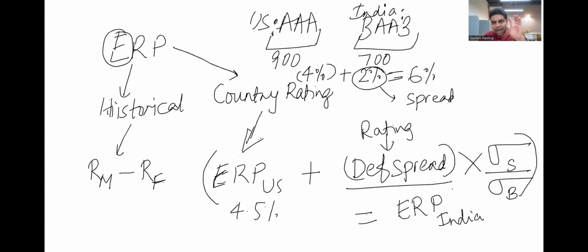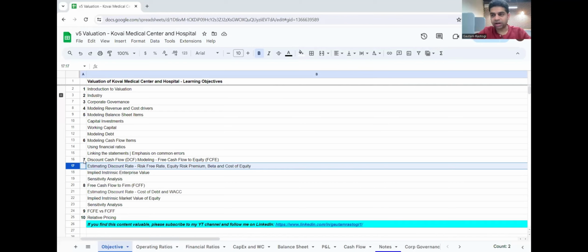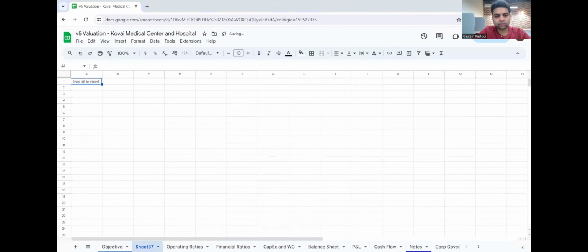We'll compute the equity risk premium now, both using the historical method and then using the credit rating method. So let's do that now. Let's start pulling all this information. Where do we pull it from? We've already looked at these concepts. The exercise is estimating the discount rate, so let's make some space in our spreadsheet.